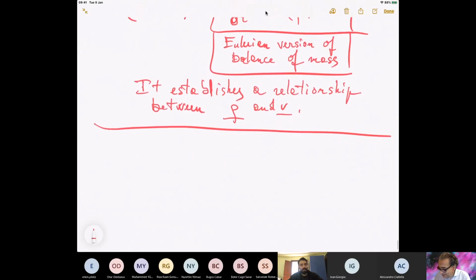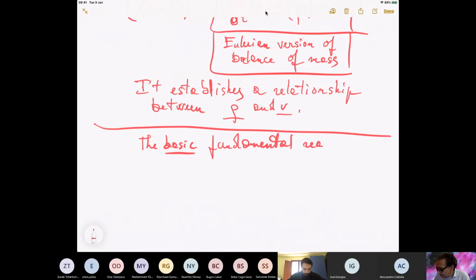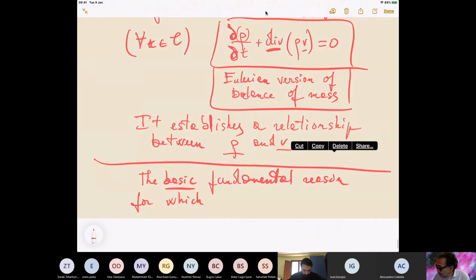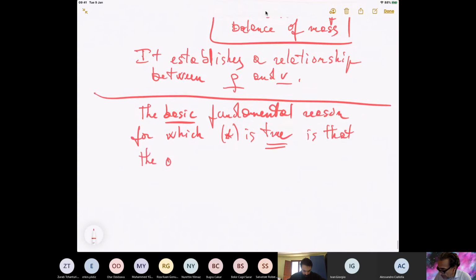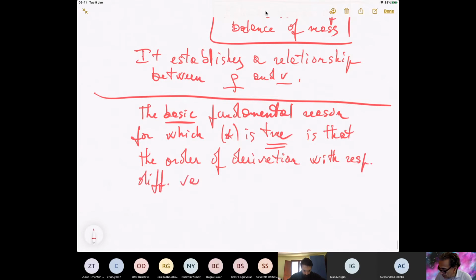So the basic fundamental reason for which this equation is true is that the order of derivation with respect to different variables can be changed.